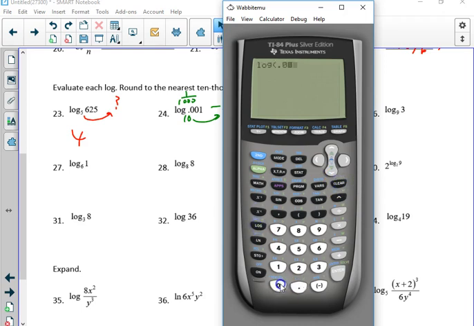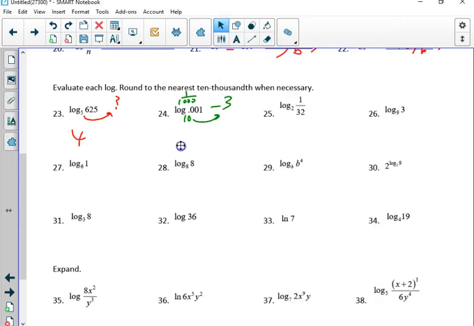Log 0.001. Enter. There it is, negative 3. Okay, 2 to the what is 1/32? Well, you can think about this. 2 to what power is 32? It's 2 to the 5th, right? And if it's on the bottom, it's going to be negative 5.